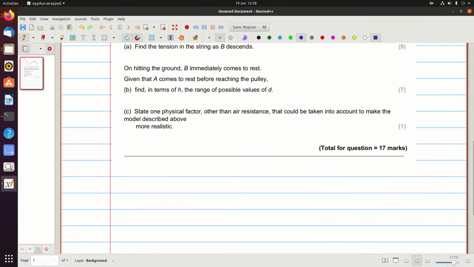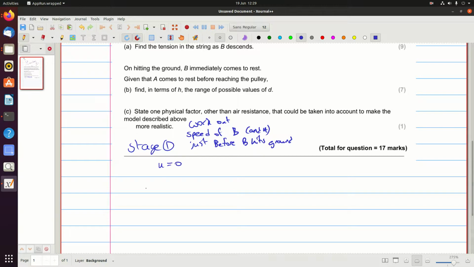Now stage 1, what we're going to do is work out the speed of B and A just before B hits the ground, because they'll be going at the same speed. So that's what we're going to do here. Now as the system's released from rest, you've got u is 0. We know the acceleration of the system, a, is 2g over 5. We know that the distance it falls is h, and we're interested in the final speed.